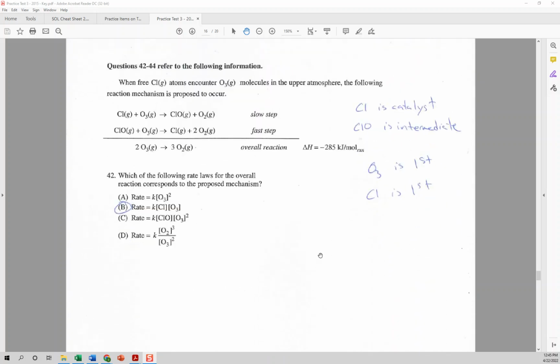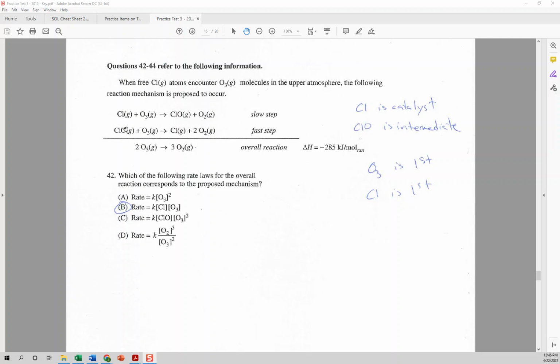All right, so now we got some kinetics. Here we got a reaction mechanism. Let's just highlight some things. Chlorine in this mechanism is a catalyst because it cancels out this way, right? It gets used and then produced. And the ClO is an intermediate. We never include intermediates, but we would include a catalyst if we have one, and we do have a catalyst, so we will include that.